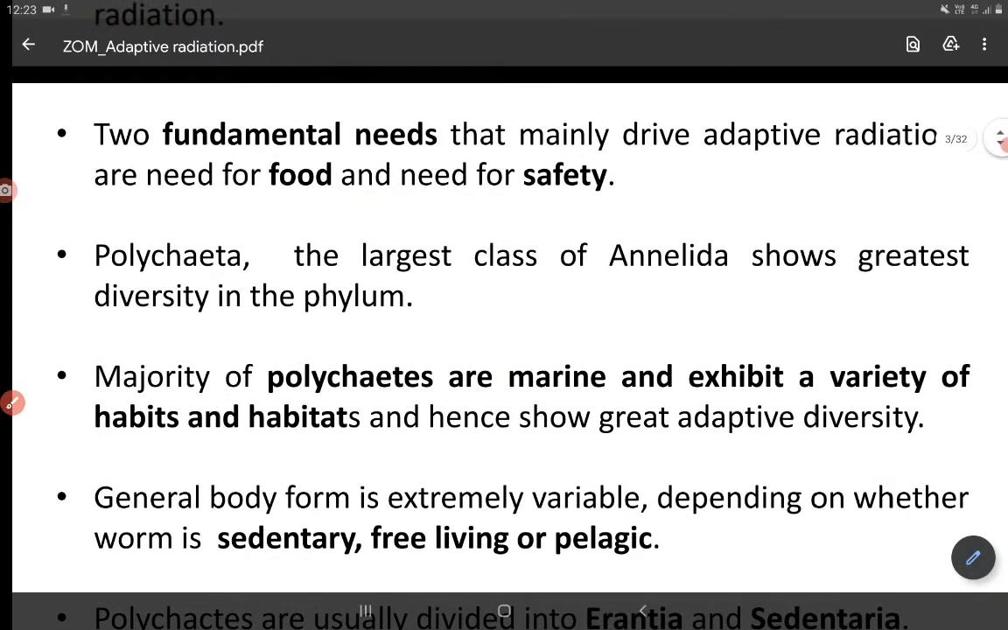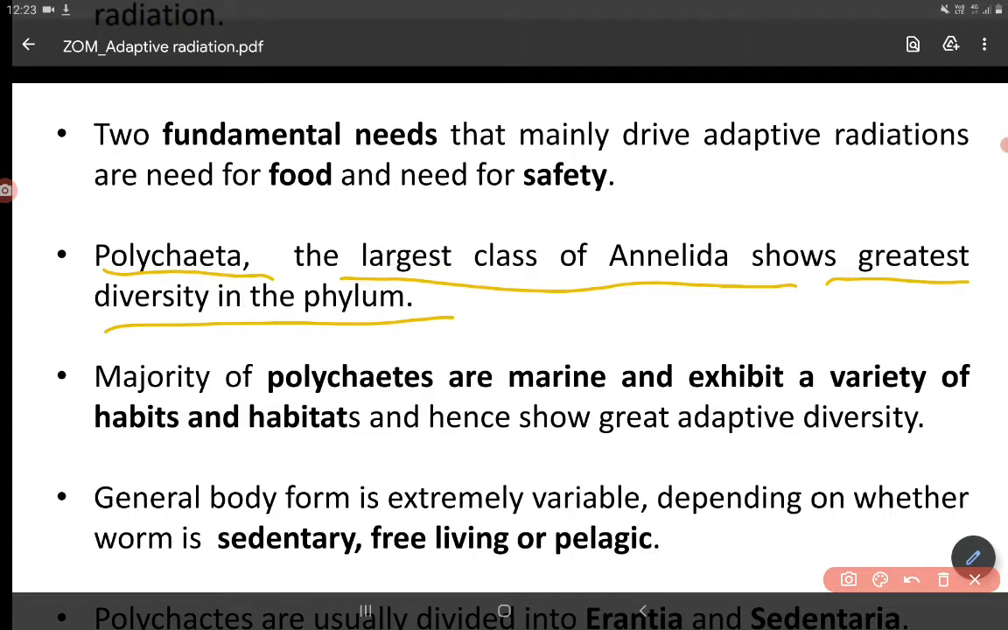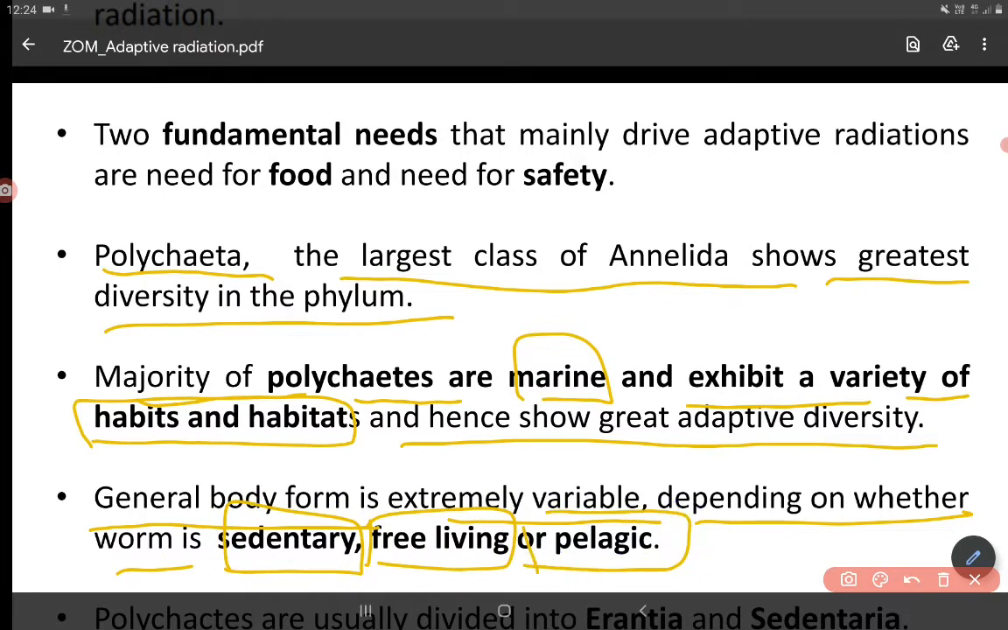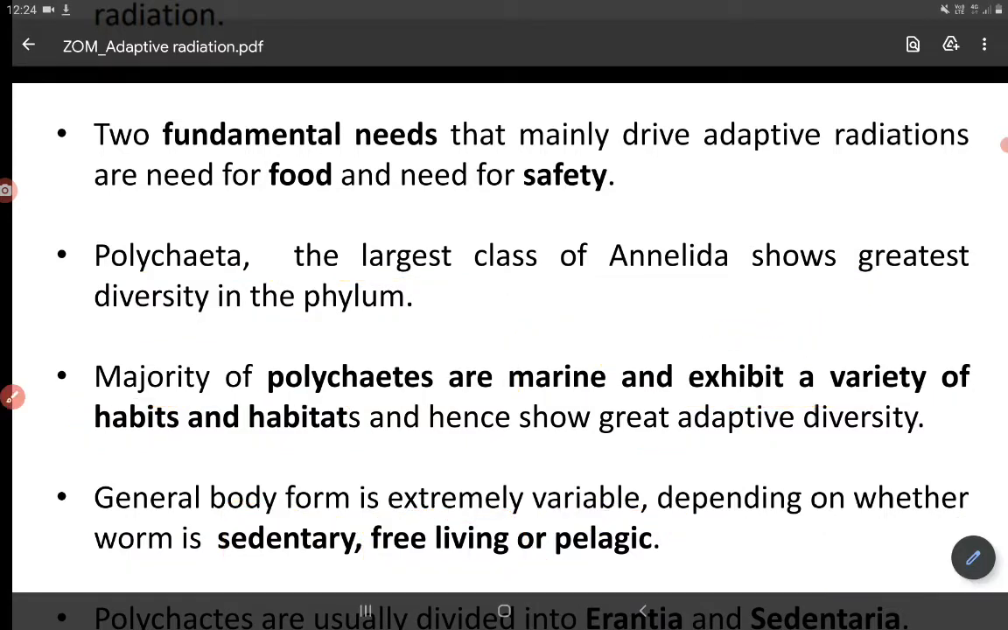Now, Polychaeta, the largest class of Annelida, shows greatest diversity in the phylum. The majority of polychaetes are marine and exhibit a variety of habits and habitats and hence show great adaptive diversity. Right? So general body form is extremely variable depending on whether the form is sedentary, free living or pelagic. Sedentary is of course that they live in the bottom of the sea. Free living lives alone, not in a colony, and pelagic is they live in the surface of the water. So they can be of many types.